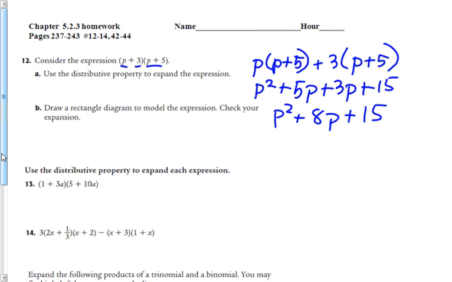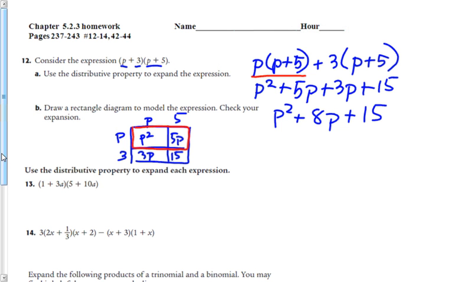Okay. Now it says draw a rectangular diagram to model that. And what I'm going to do is make one dimension p plus 5 and the other p plus 3. And so if I fill in all of these, p squared, 5p, 3p, and 15, what I have here is this rectangle is this expression, p times quantity p plus 5, and this rectangle is this expression, 3 times quantity p plus 5.